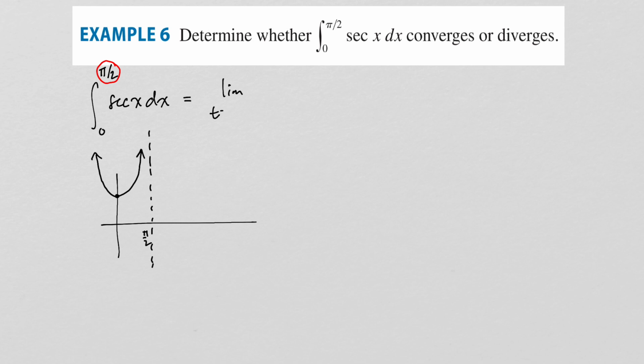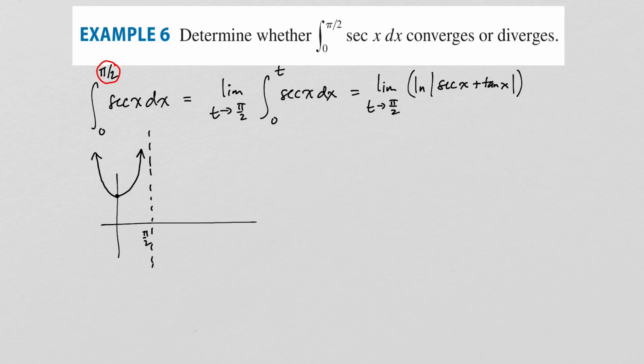So we'll take the limit as t approaches pi over 2. We're going to integrate from 0 to t the function with respect to x. Now let's go ahead and find the antiderivative. What is the antiderivative of secant of x? Well, this is one that you need to memorize. It is the natural log of the absolute value of secant of x plus tangent of x, and we're going to evaluate that from 0 to t. And then when finished, we'll take the limit as t approaches pi over 2.